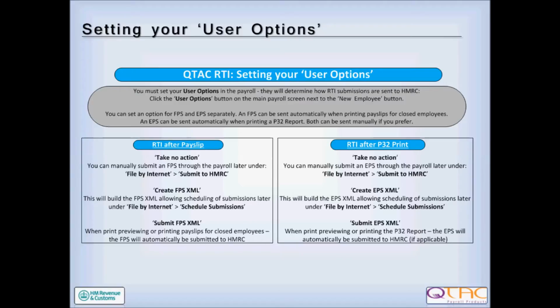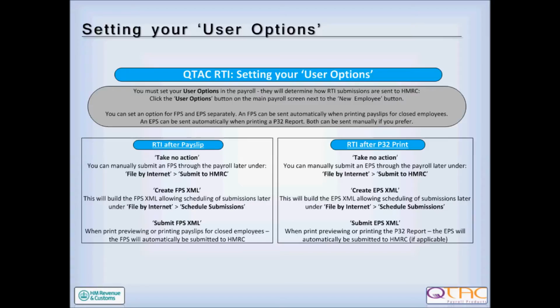On this screen there are two main options, one for RTI after payslip, which is to do with an FPS submission, and the other for RTI after P32 print, which is to do with EPS submissions. You can select an option both for RTI after payslip and RTI after P32 print. The selection you make really depends on the company in question and how you run the payroll.